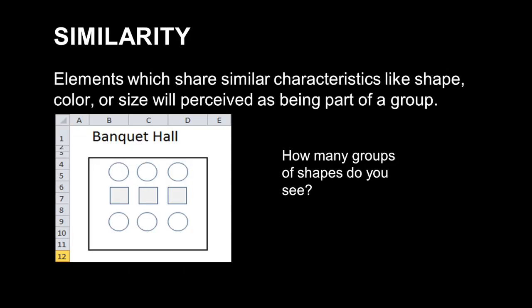So let's talk about similarity. Similarity deals with elements which share the same characteristics. In this case, I've listed shape, color, and size, but it could be really any type of characteristic. When we see groups of similar characteristics or shapes, we often perceive them as being part of a unified group. For instance, if I were to point your attention over here at this banquet hall and I said, how many groups of shapes do you see? Most people will say that we see one group here, another group here, and finally one group here.